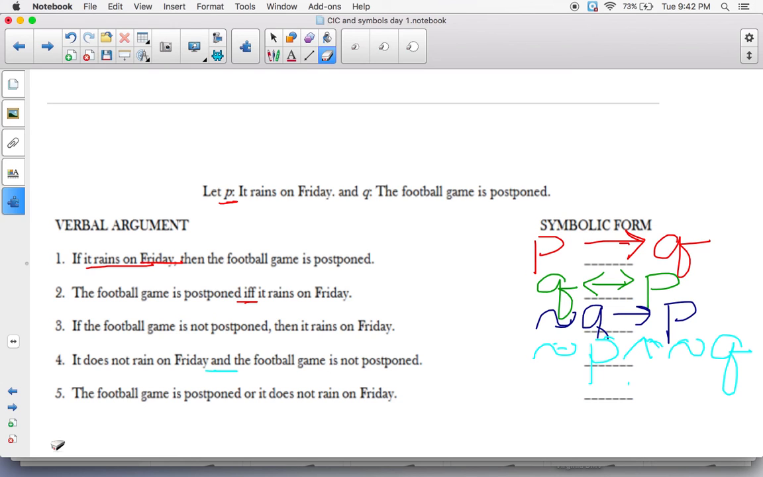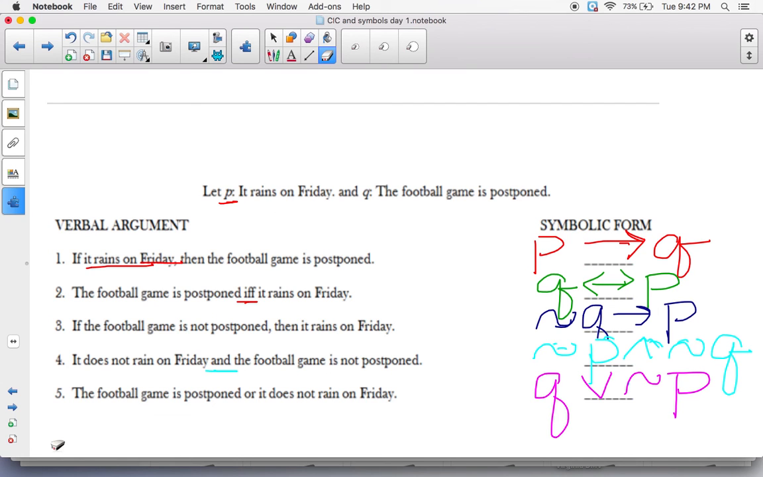And number 5, the football game is postponed or it does not rain on Friday. The football game postponed is represented by Q, or it does not rain on Friday, squiggly P. Okay?